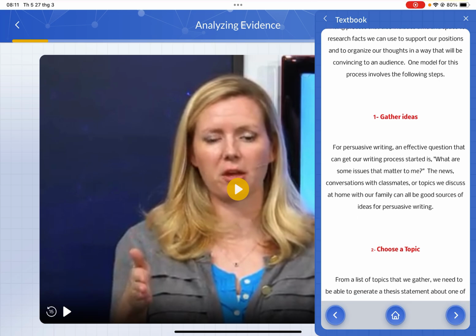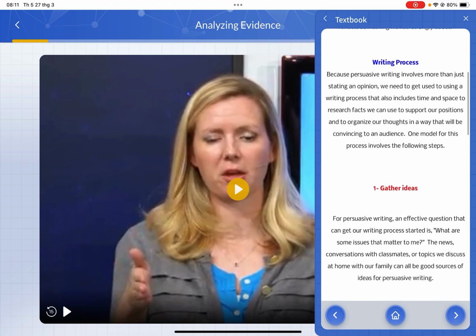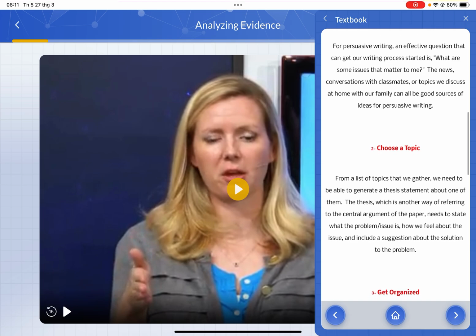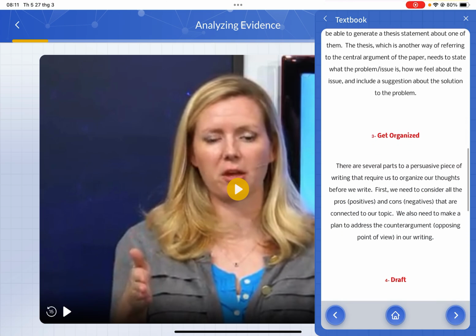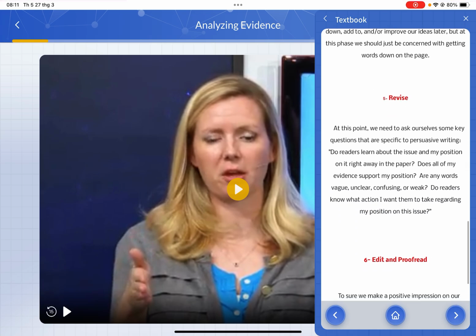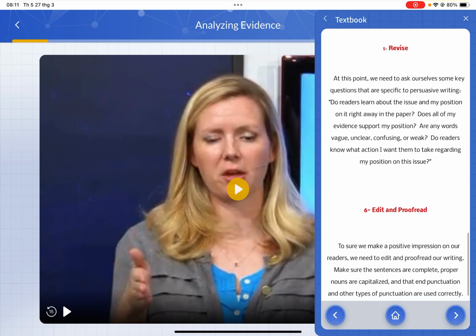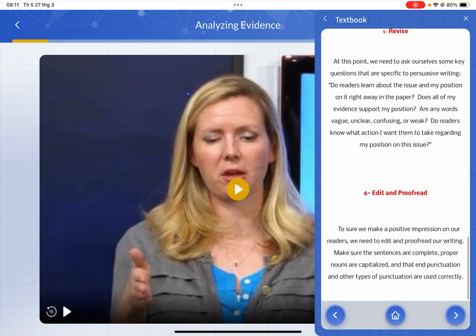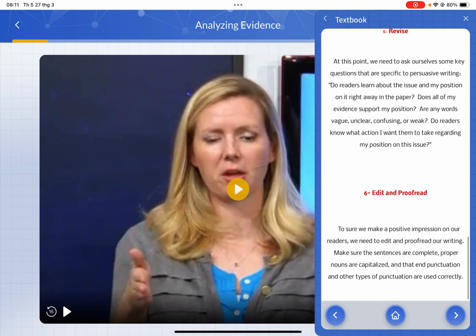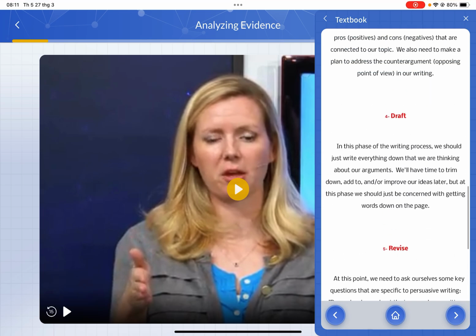Now, one model for this process involves the following steps. First, we gather the ideas. Second, we choose a topic. Third, get organized. Fourth, draft it down. Fifth, revise it. And sixth is edit it, and proofread it again.